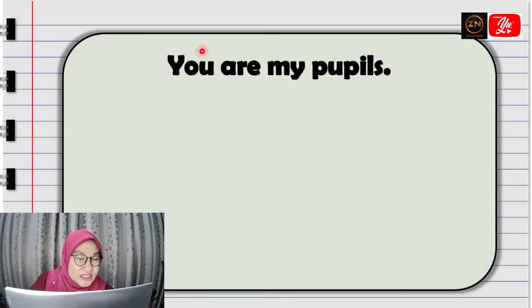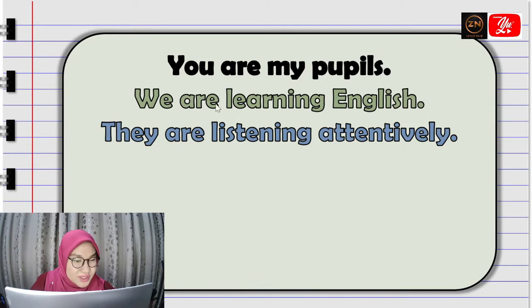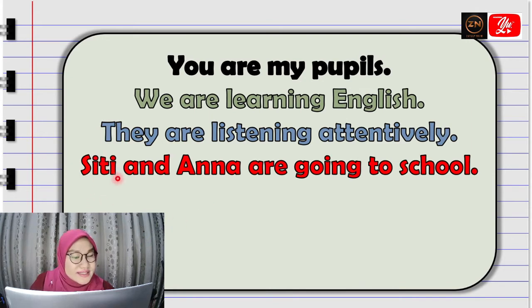So you see, you are my pupils. If you are talking about "you" but referring to only one person, you still need to use the verb to be "are". Okay, you always use the verb to be "are". Next, we have we are learning English. Next, we have they are listening attentively. Next one, we have Siti and Anna are going to school.